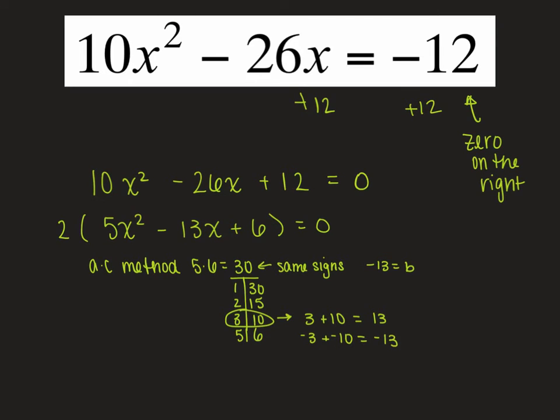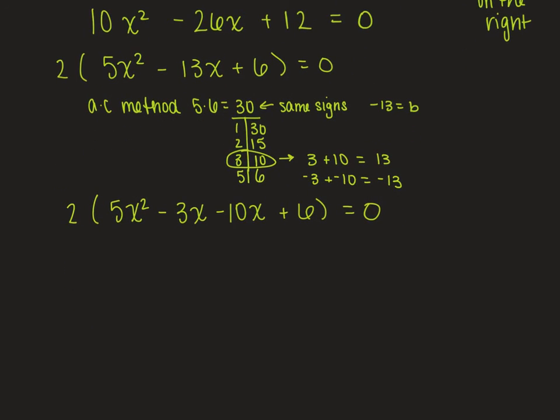Okay, so once we've decided that negative 3 and negative 10 are the proper values, we're going to use them to split up that b term. So this 2 is still in the front. We have 5x squared. Now we're splitting up that negative 13x into negative 3x minus 10x plus 6. And that still equals 0. So you can see how we really just expanded what we had on the inside of our parentheses. Again, if you need help with any of this, this is factoring. So I do suggest going back and watching a video on factoring if you have any troubles with the a times c method.